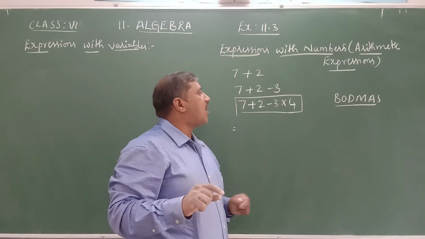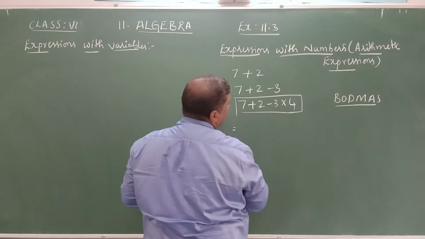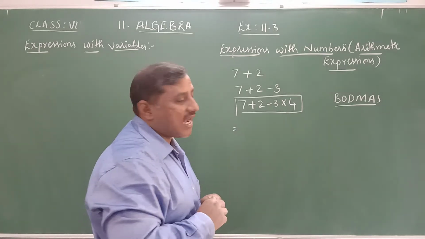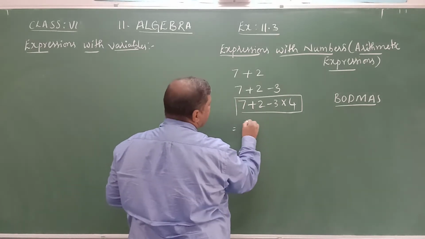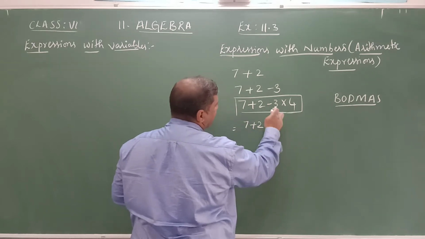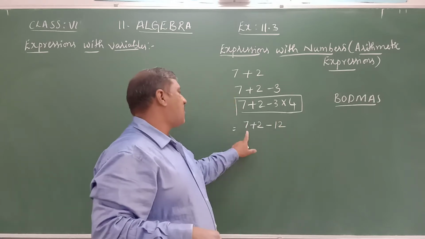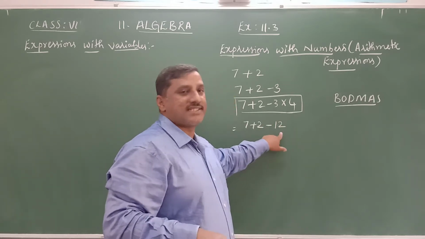So here multiplication is there. First you multiply minus 3 and 4. Then we write 7 plus 2 as it is. 3 fours are 12. So now it is 7 plus 2 minus 12.